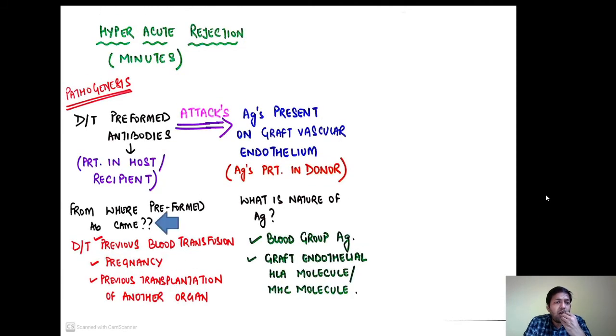Now you must be asking, sir, where are these preformed antibodies coming from? These are coming because of a previous blood transfusion, or a previous pregnancy, or previous transplantation of any other organ. Now what is the nature of this antigen? What are these antigens present in the donor against which the preformed antibodies are directed? These are the blood group antigens. So the preformed antibodies attack the blood group antigens, or they also attack the graft endothelial HLA or MHC molecules. Whatever MHC or HLA molecules are present on the surface of the endothelial cells act as antigens.